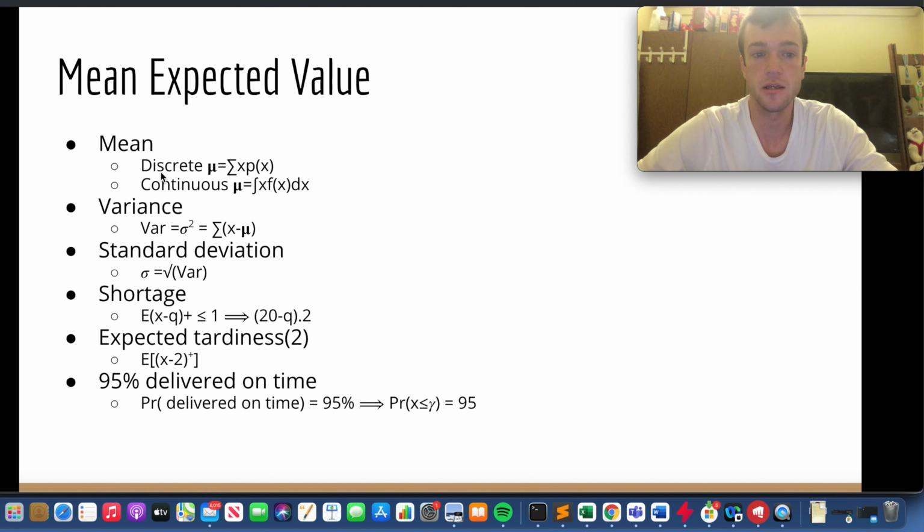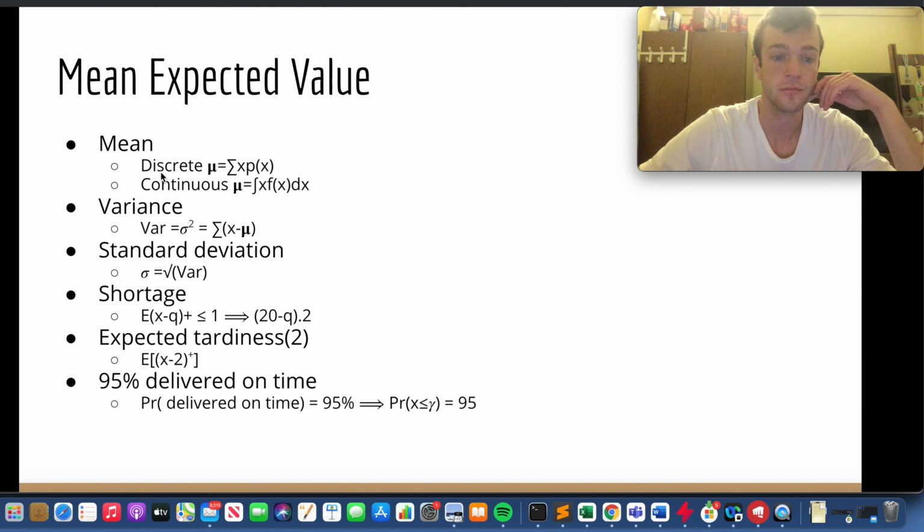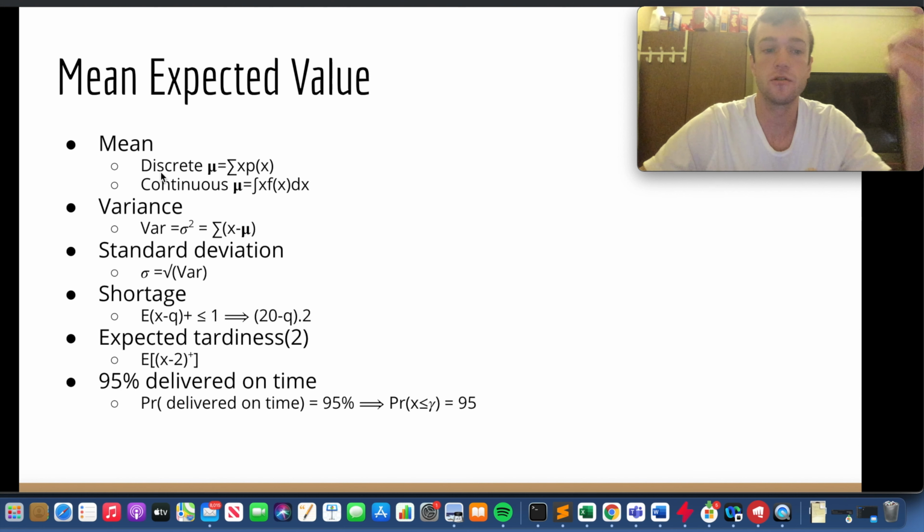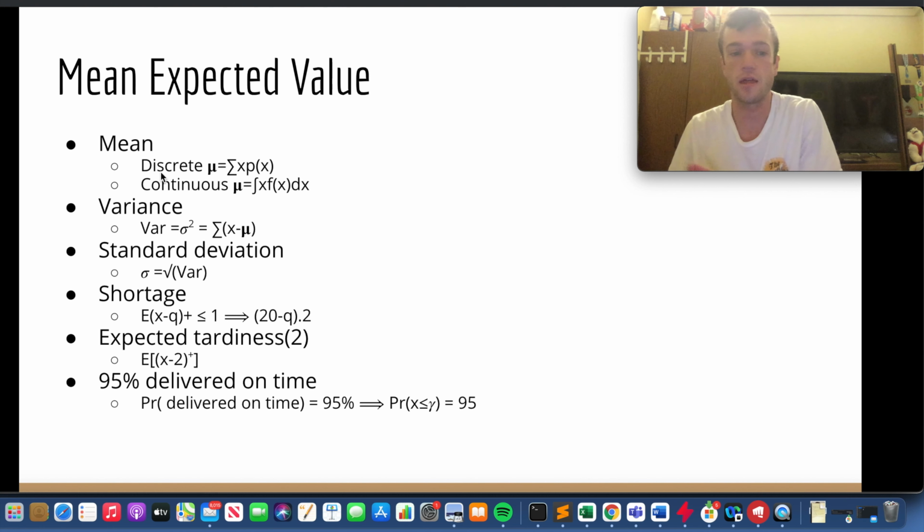is the given shortage. So expected tardiness. Tardiness is kind of similar to shortage, but in the time domain rather than the domain of items. So given that x is greater than q, what is the expected shortage? Given that x is greater than q, what is the expected delay?